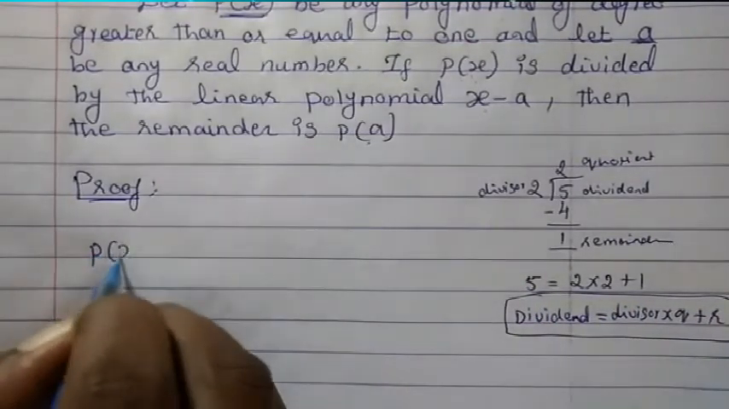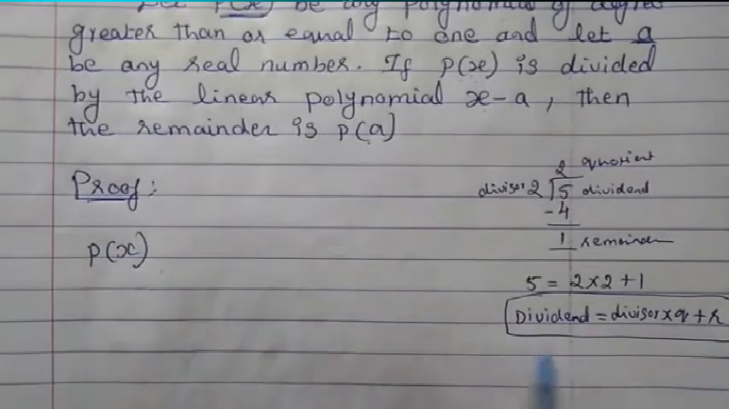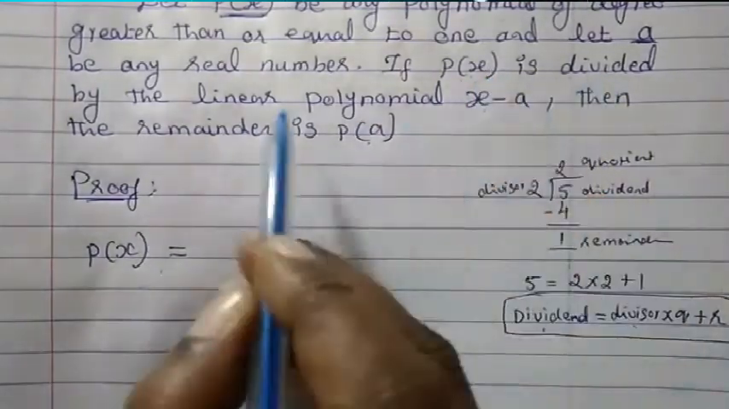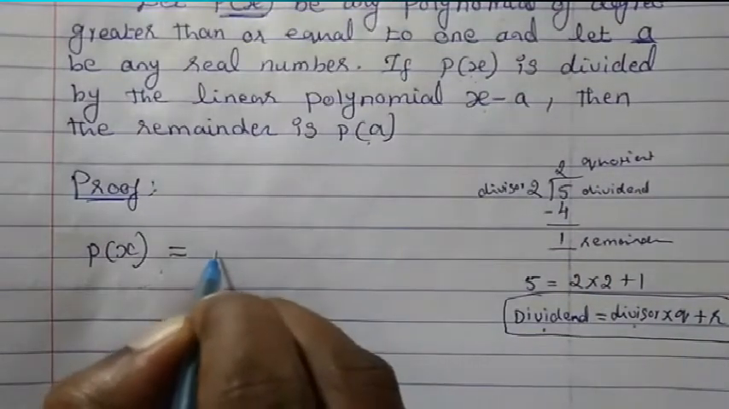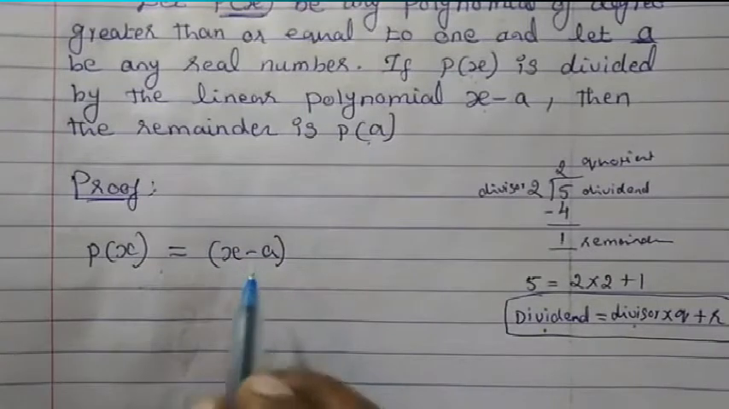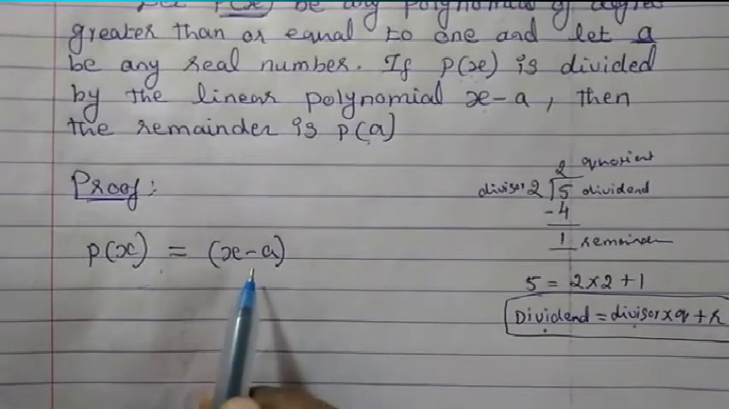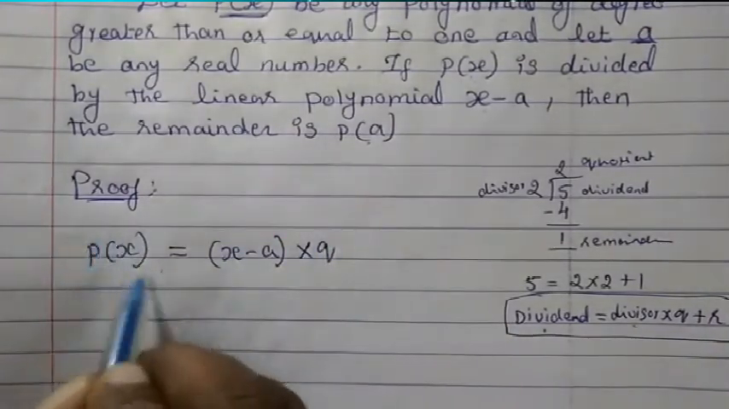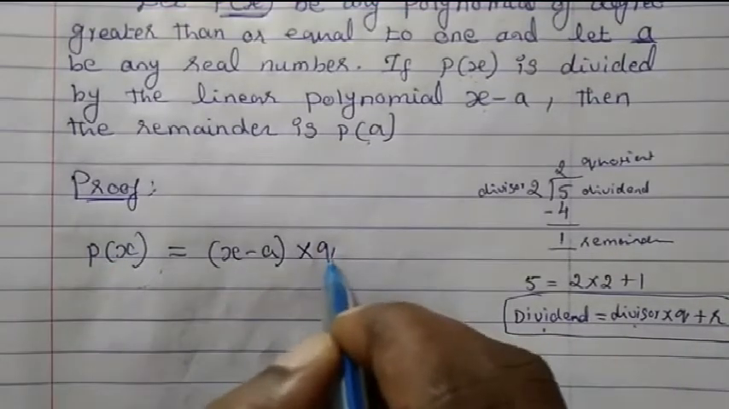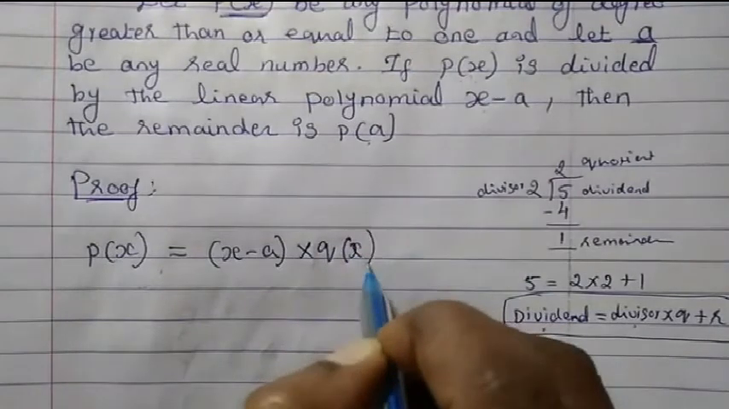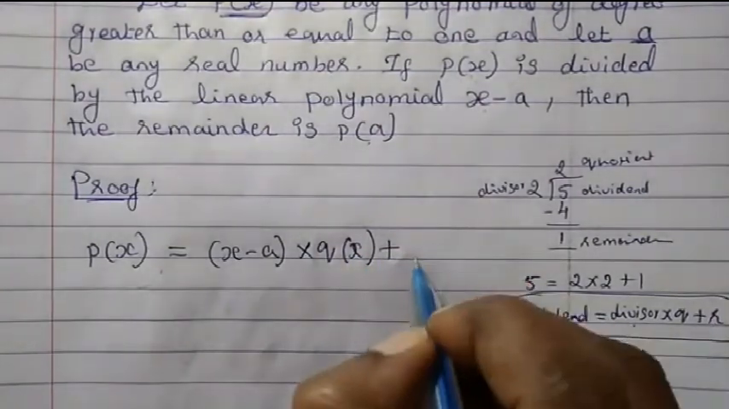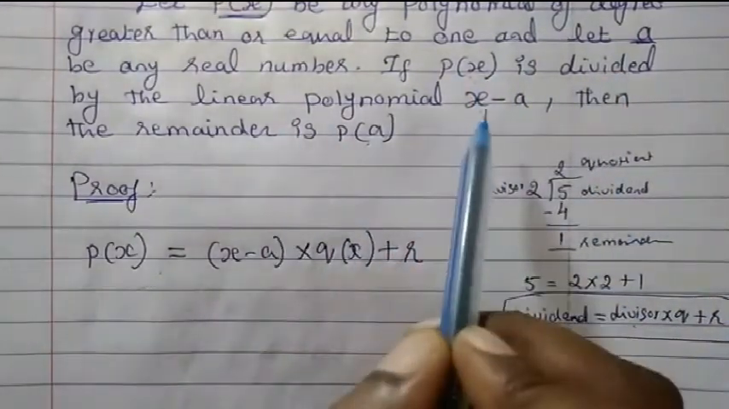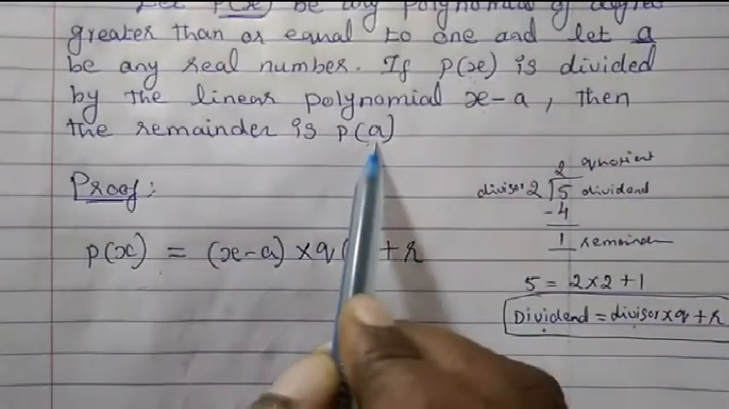P of x means a polynomial, that is the dividend, is equal to the divisor. Here P of x is divided by x minus a, so the divisor is x minus a. If a polynomial is divided by a divisor, then naturally there will be a quotient, and here there is x in the polynomial and x in the divisor, so surely the quotient will also have some x, then plus the remainder. So what we are saying is, if P of x is divided by the linear polynomial x minus a, then the remainder will be P of a.